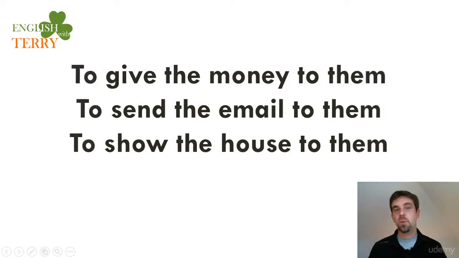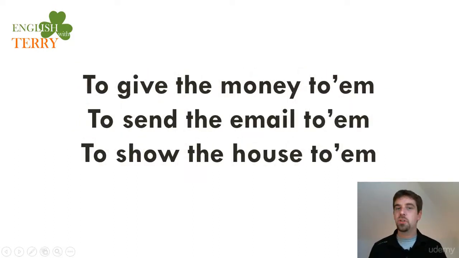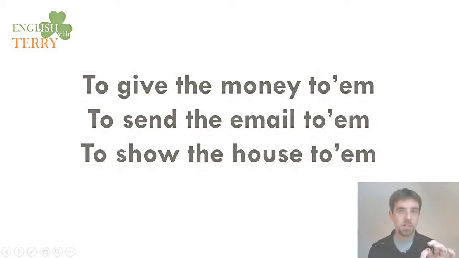Now, if we have the other one, to give the money to them, send the email to them, show the house to them, what will happen with the pronunciation is to give the money to him, send the email to him, show the house to him. All right? So we're training this: give him, send him, show him, and to him. This is our objective focus for the pronunciation.